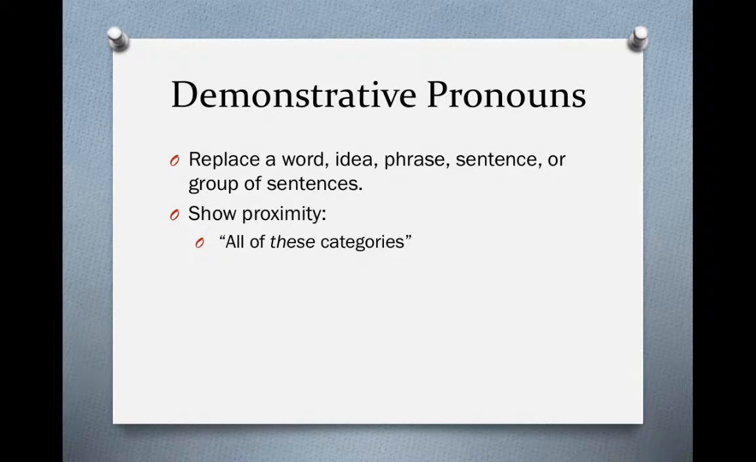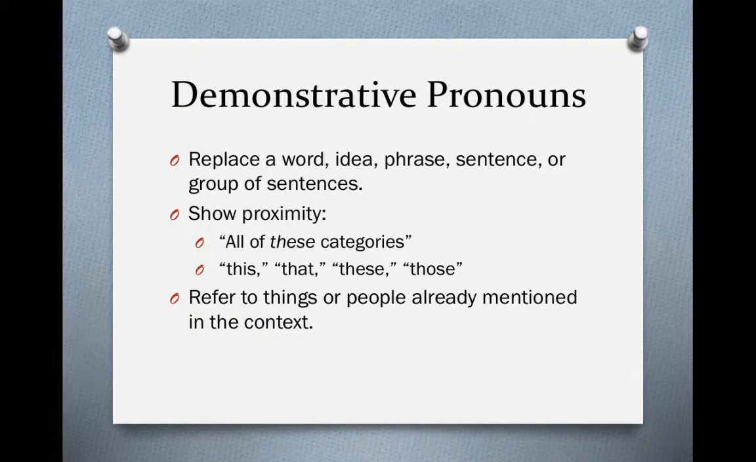But this is the basic function of a demonstrative pronoun. It shows proximity. And these demonstratives are words like this or that. This would be the closer proximity. That would be something a little further away. And if it was plural, it would be these or those. Demonstrative pronouns refer to things or people that are already mentioned in the context. Most often in Greek, a demonstrative pronoun is going to refer to a thing, but very often it's used as a personal pronoun. So it refers to people.